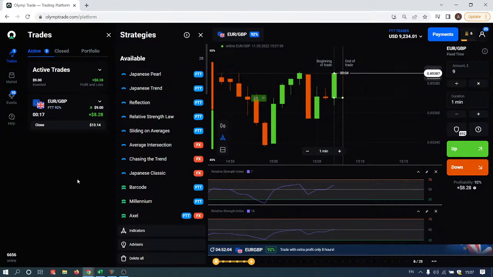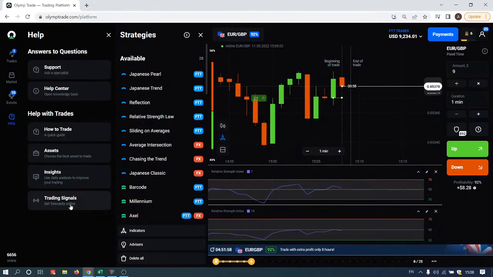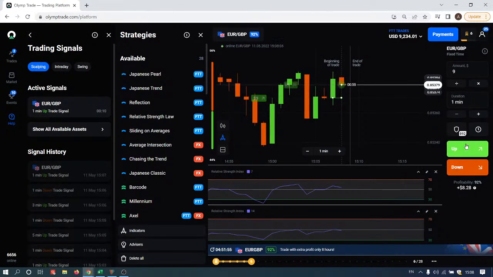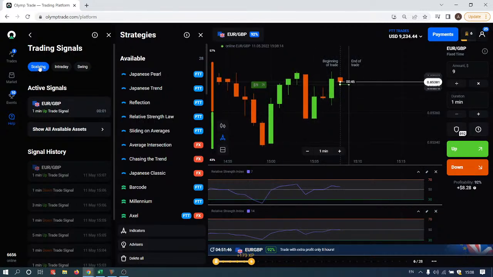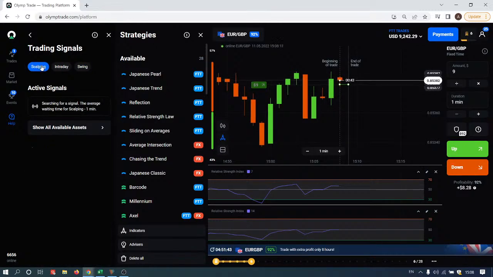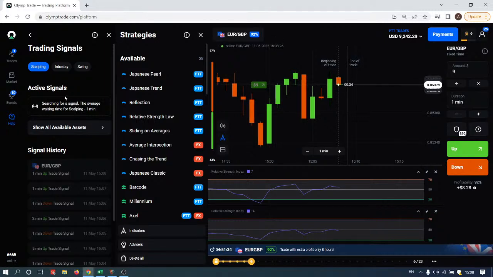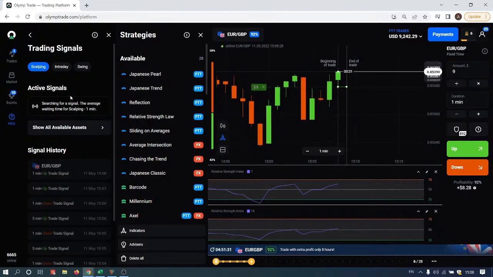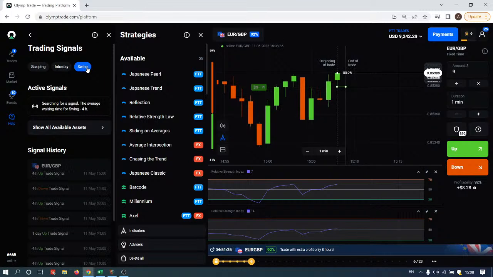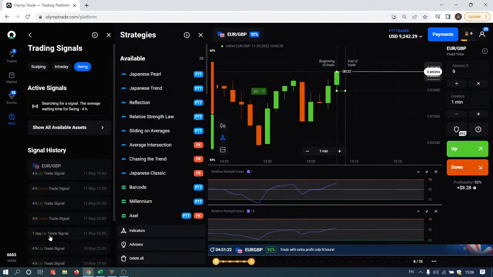Now, how do you get to trading signals? We click the help button, we go to trading signals, and we get active signals. A little secret here which I want to reveal to you. We have scalping, intraday, and swing, so 3 categories of signals. Scalping are the shortest signals, with a duration of 1 to 5 minutes. Intraday has a duration of 10 minutes to 1 hour, and then swing signals have a duration of 4 hours up to 1 day.